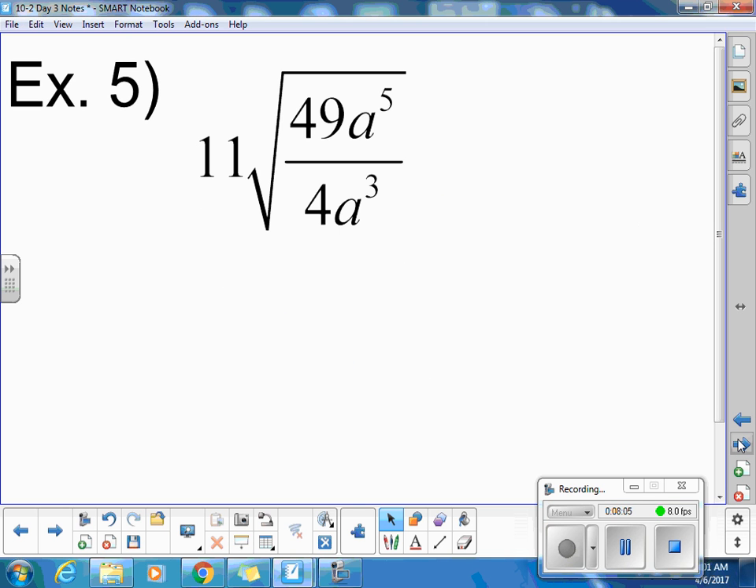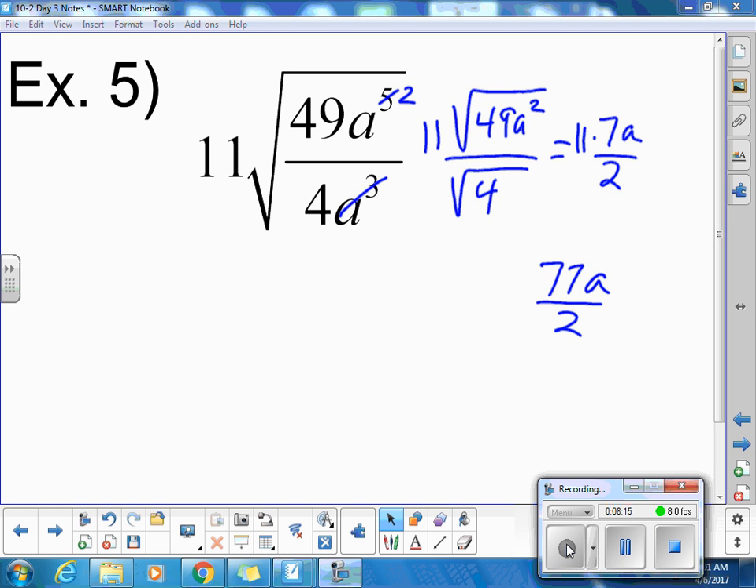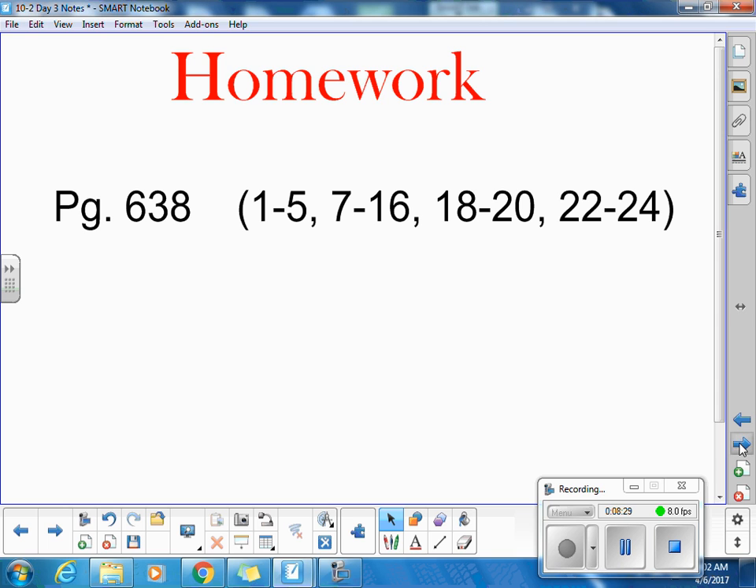All right, another example. Go ahead and try this one. Simplify what's under the radical first. All right, so hopefully you simplified the a's first. So you should get 11 square root of 49a squared over square root of 4. And when you simplify that, you should get 77a over 2. All right, that is it for today.